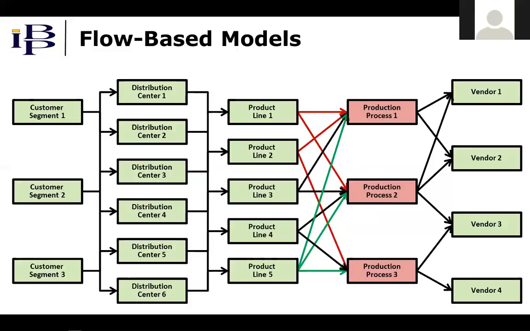So if you look on the screen here, there are three boxes on the left connected to 6 boxes, connected to 5, to 3, to 4 vendors on the right. So the number of flows that this would be modeling would be 3 times 6 times 5 times 3 times 4. If you can imagine, in a large business, this can simulate millions of flows.